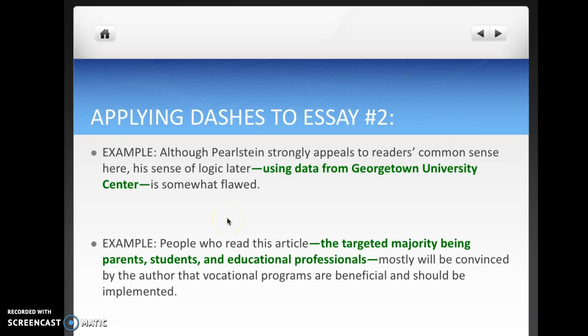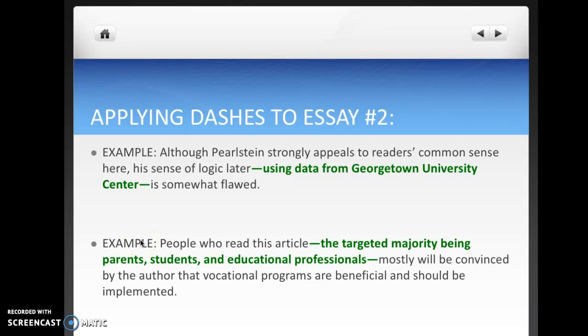Applying dashes to essay number 2. So if you were to use dashes in your own writing, which I would love it if you guys use dashes, you might say, and these are sentences that I wrote myself, although Pearlstein strongly appeals to readers' common sense here, his sense of logic later, using data from Georgetown University Center, is somewhat flawed. I could probably cut out sense. I probably said that twice, so I could probably say his logic later. That would probably sound cleaner.